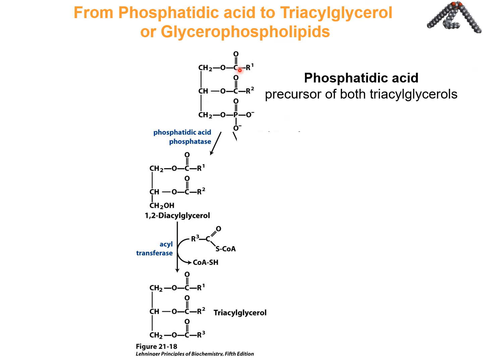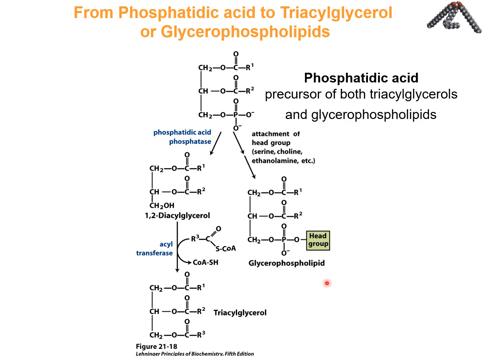Now, this phosphatidic acid can be used as a precursor to generate both triacylglycerol and glycerophospholipids, important components of membranes. But if we focus on the left here, to generate triacylglycerol, our phosphatidic acid needs to be converted to diacylglycerol by a phosphatidic acid phosphatase. This phosphatase removes the phosphate group to free up the hydroxyl group, to be able to transfer a third activated fatty acid onto the molecule, hence generating triacylglycerol. The synthesis of glycerophospholipids, important for membranes, is covered by MOL210.